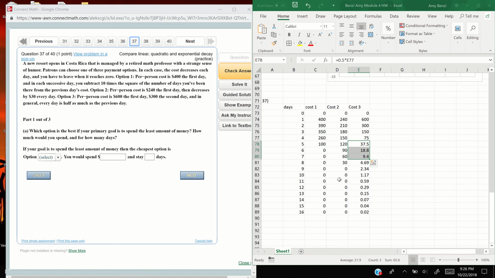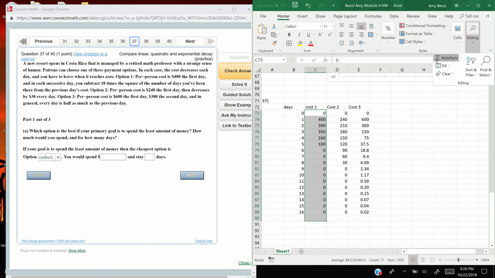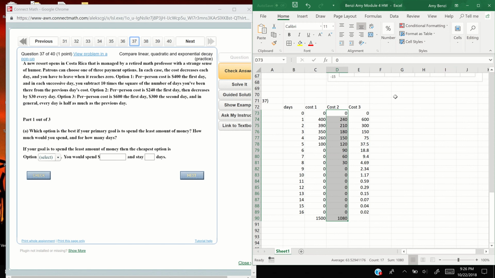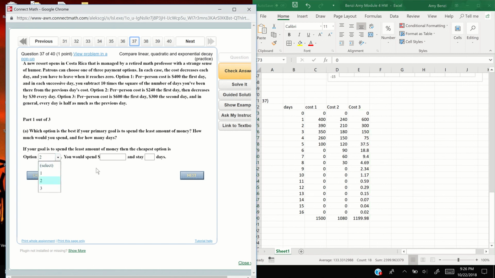Well, look at this. All you have to do is total each of these columns. Go to your editing, auto sum, and auto sum each of these items. You might be able to select all of these and do it all at once. I'm pretty sure you can. Okay, so the least amount of money here looks like it's going to be option 2. And you would spend 1080.